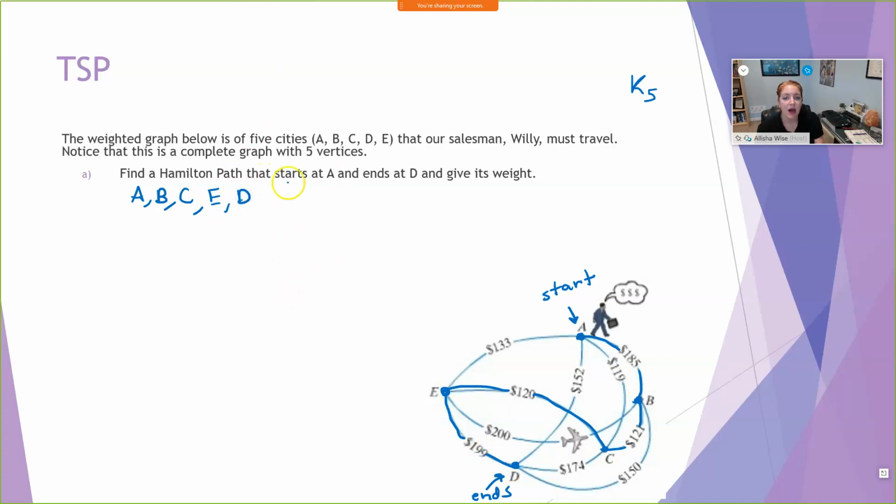Okay, cool. Now we need to give its total weight. So we just need to take those values and add them together. So weight will be 185 plus 121 plus 120 plus 199. Did I get the weight of all the edges? Looks like it. So add those together and you get 625. Okay, so the total cost to make this trip would be 625.